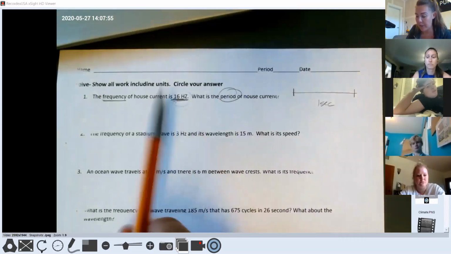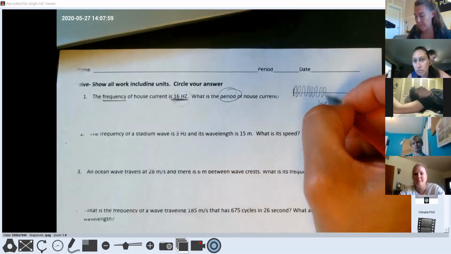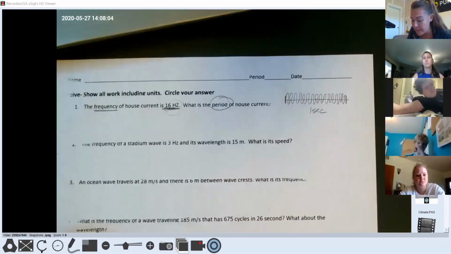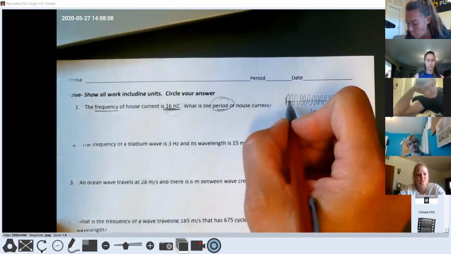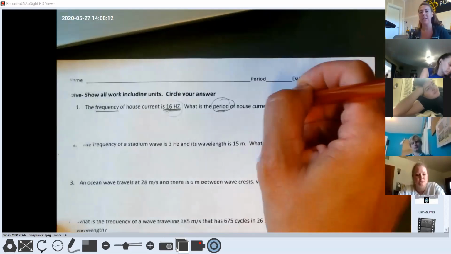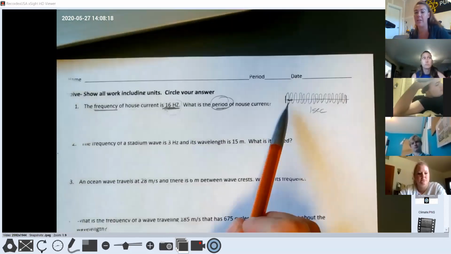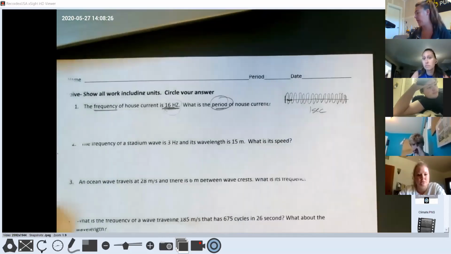Okay, so I don't know if I'll get 16 in here. Okay, there's 16. So what period is asking is, tell me the amount of time it takes for one full wave cycle, that small amount of time. That's why the number is usually a decimal. And so it's just a small portion of a second, usually in the tenths, hundredths, or thousandths of a second. So that is what we're looking at when we're looking at period.